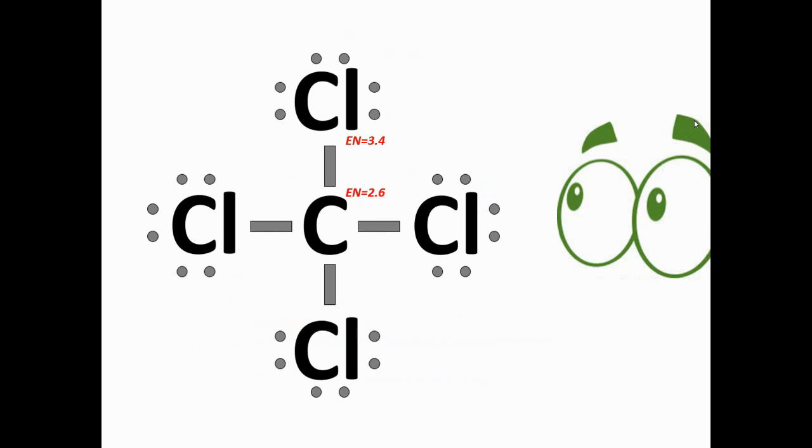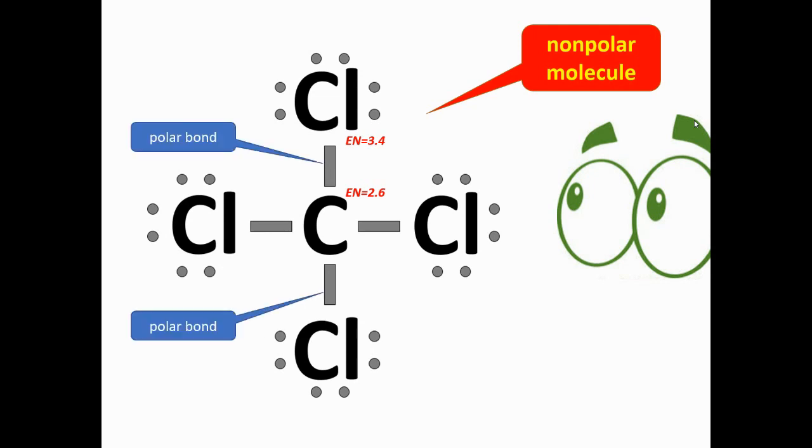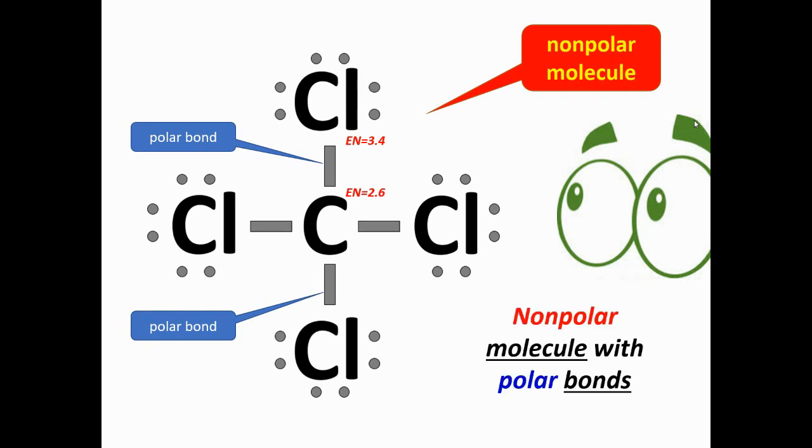Okay, I want you to look at this molecule. This is carbon tetrachloride. Carbon in the middle, 4 chlorines around it. And this is kind of an interesting situation. So look at it carefully and listen to my voice. Okay, overall, this is a non-polar molecule. It's got an even distribution of electrons in 4 directions. But it's made up of polar bonds. So here we have a situation of a non-polar molecule that has polar bonds inside it.